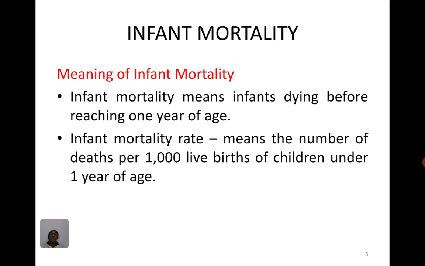Now let's see the meaning of infant mortality. Infant mortality means infants dying before reaching 1 year of age. Infant mortality rate means the number of deaths per 1,000 live births of children under 1 year of age.